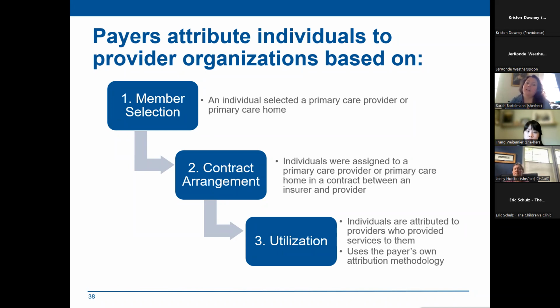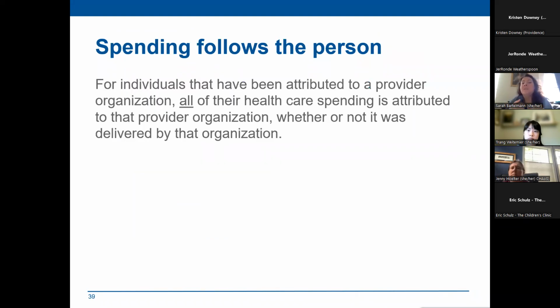Next. The spending follows the person. So for an individual that has been attributed by a payer to a provider organization using one of those three options on the last slide, all of their healthcare spending is attributed to that provider organization, whether or not it was delivered by that organization. So there will be some spending that the provider organization directly provided, probably. There will be some spending that follows that person that that provider organization did not provide, but that is attributed to them. So to the question of will you see the claims or not, yes and no.